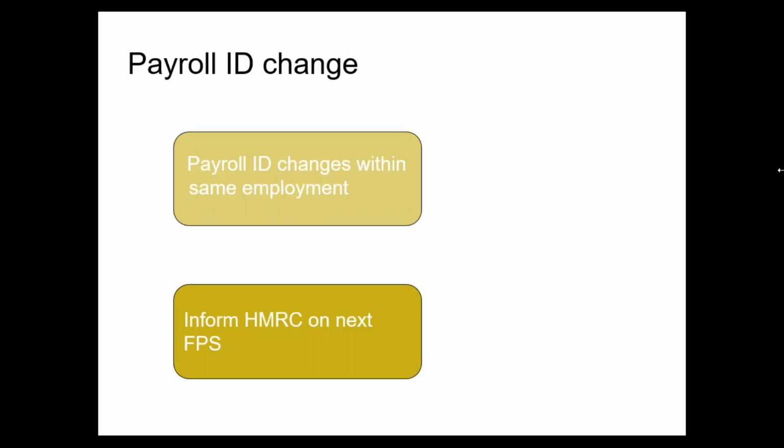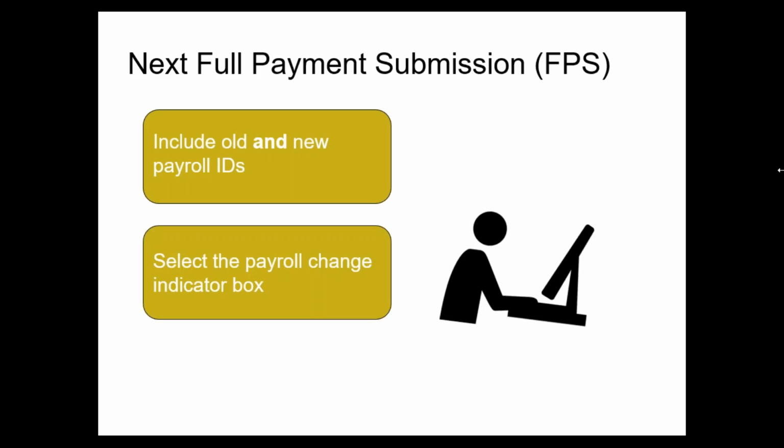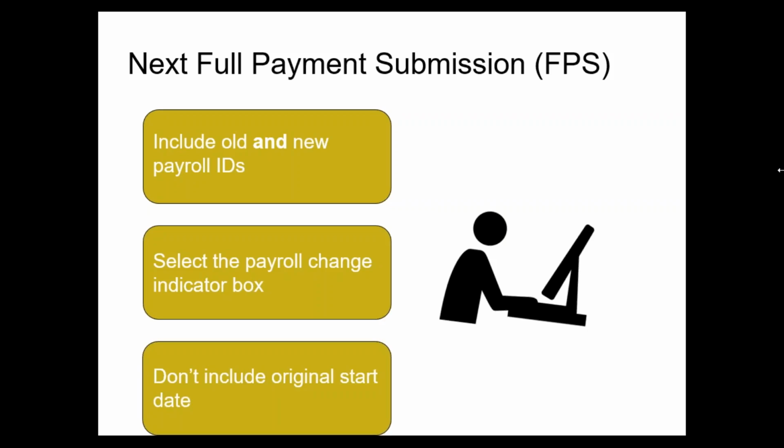If this happens, you will let HMRC know on your next FPS. So how do you do this? Well, on your next FPS, include the old and the new payroll IDs and select the payroll change indicator box. Don't include your employee's original start date. You might find that your software doesn't allow you to do this. For example, HMRC Basic Tools doesn't have a payroll change indicator box.